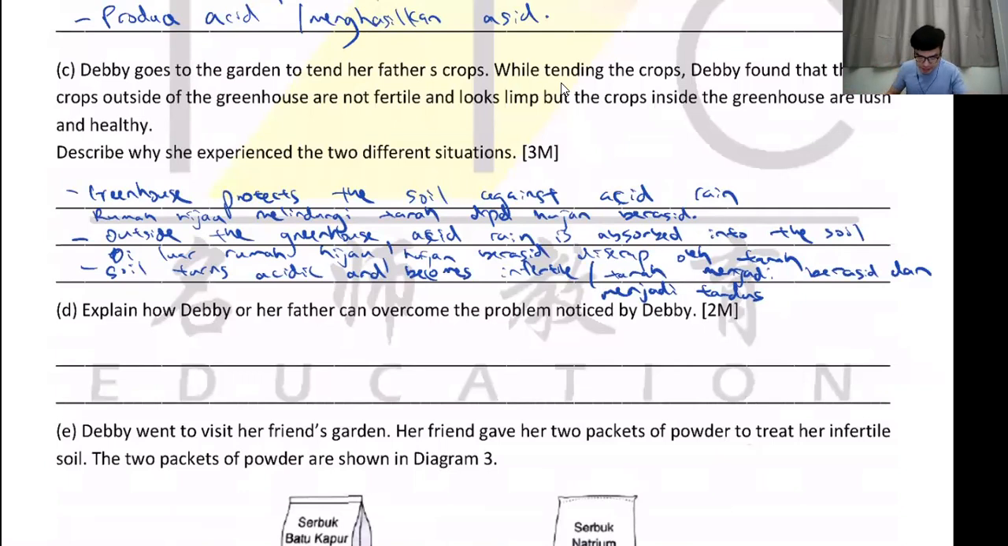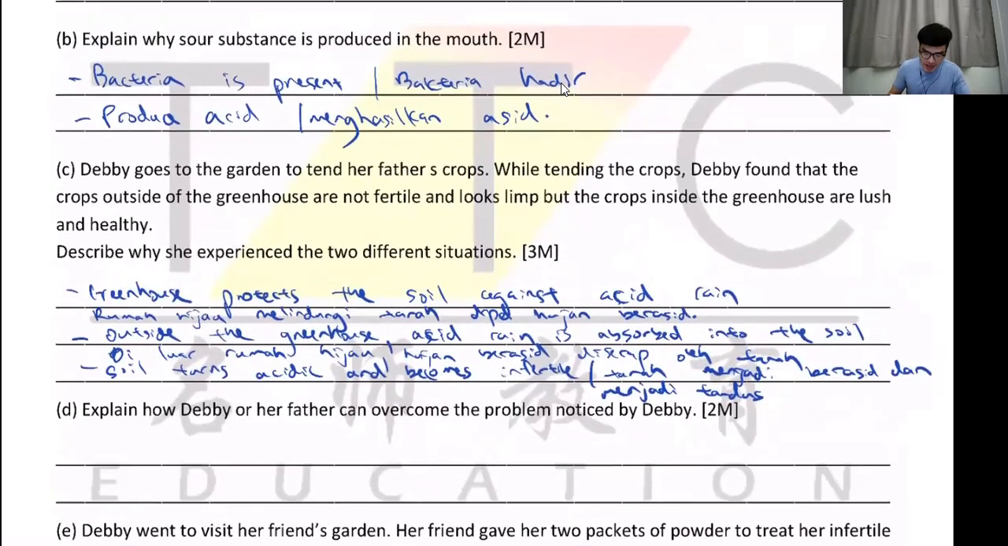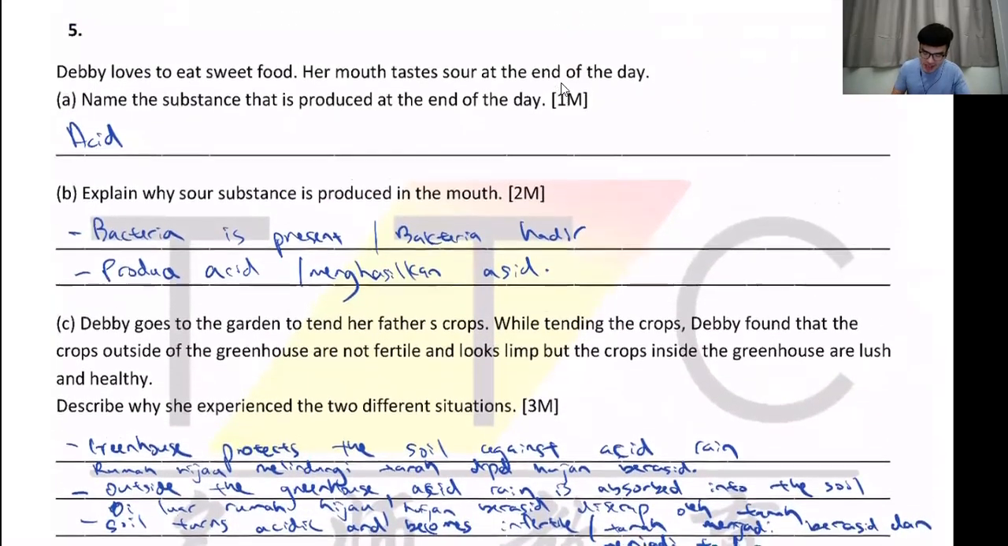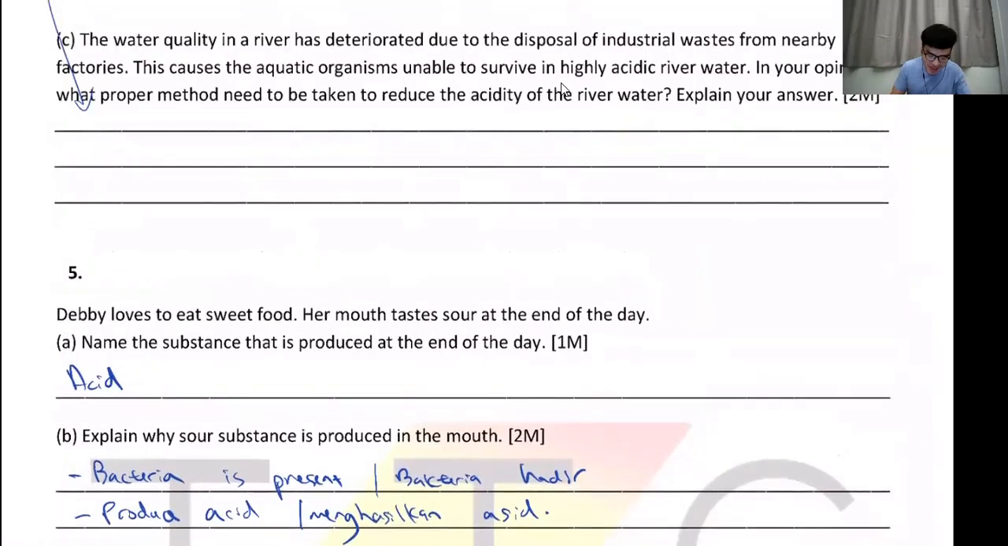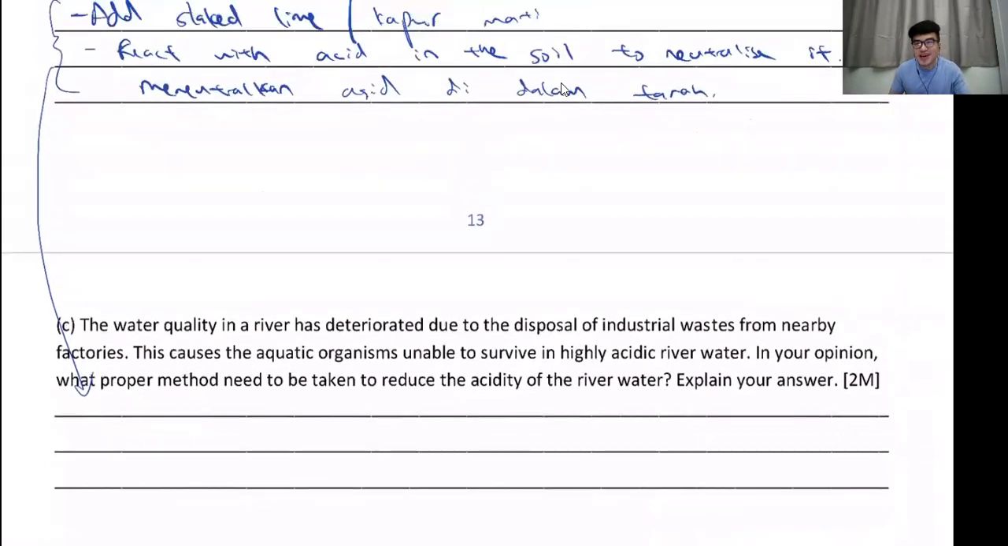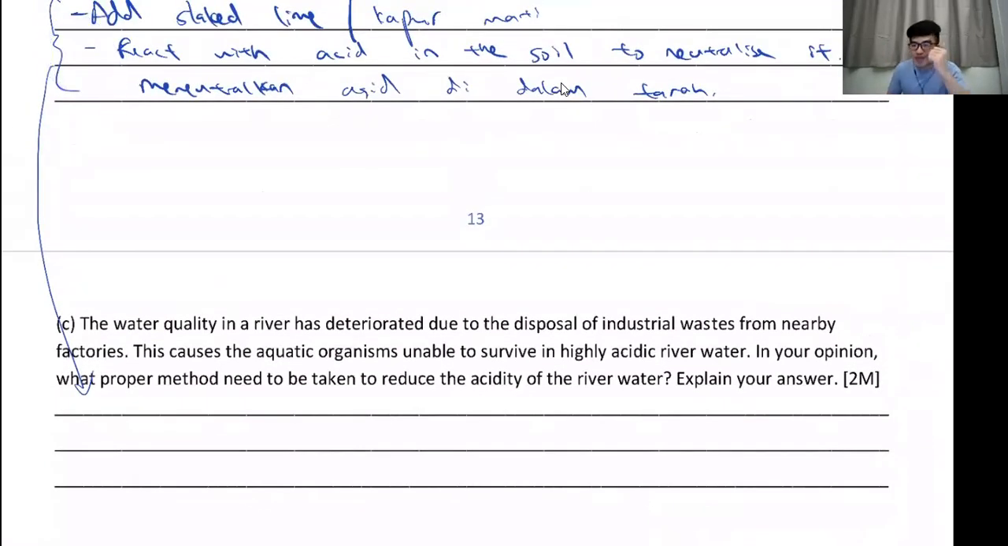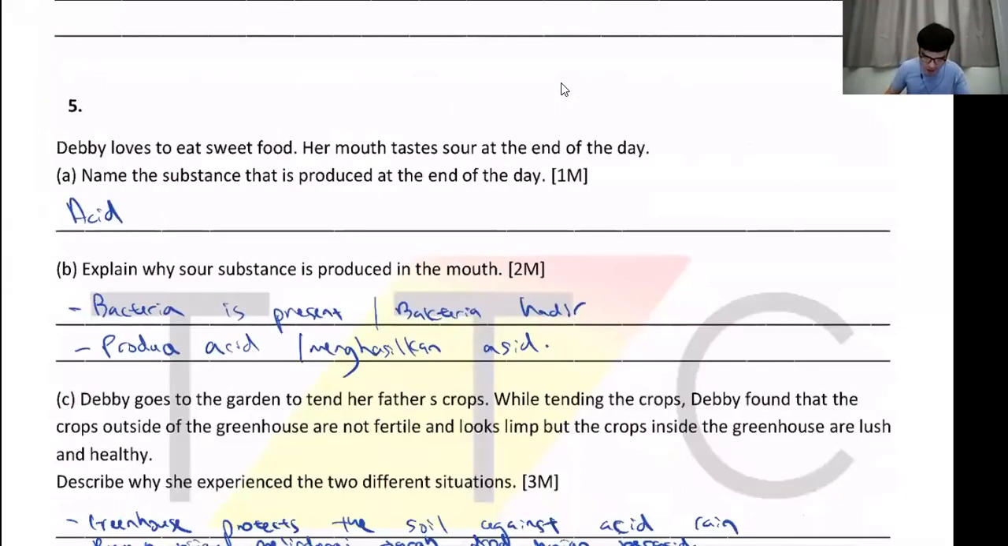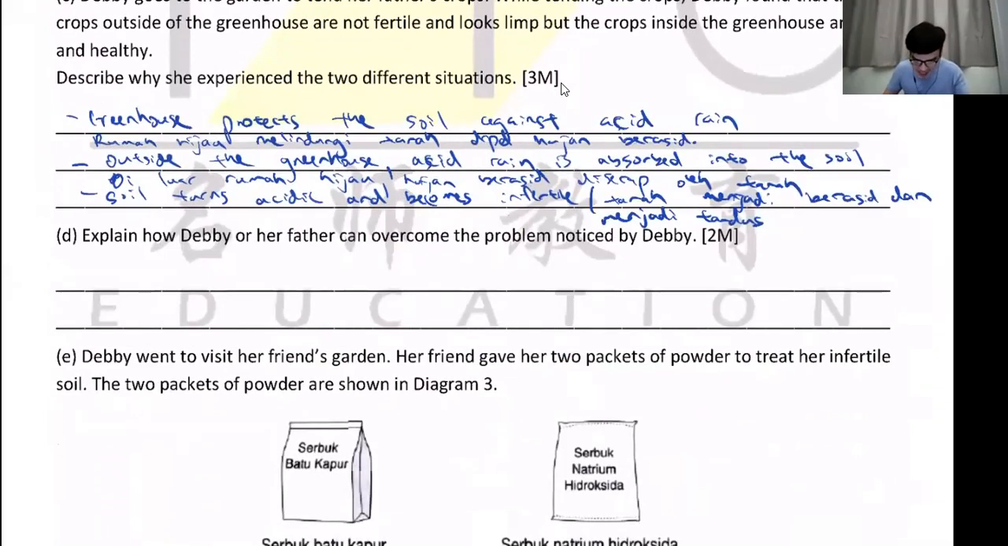All right, so D, explain how Debbie or her father can overcome the problem. Okay, you can use these two answers and copy it back down. Add slaked lime, it will react with acid in the soil. Why is it the same? Oh my goodness. How many times do they want to ask this? Okay, use back the answer up there. I'm not going to repeat again because it's the same answer.